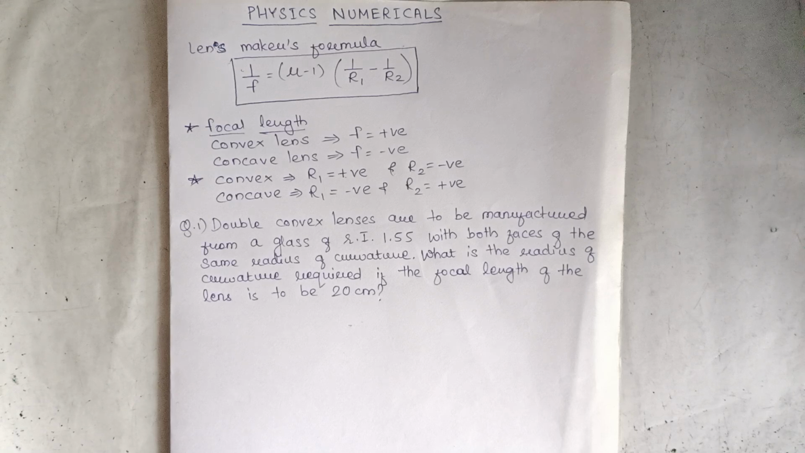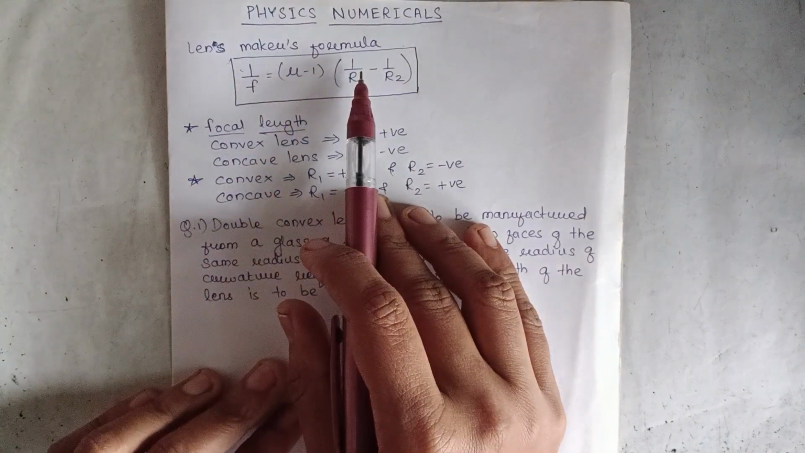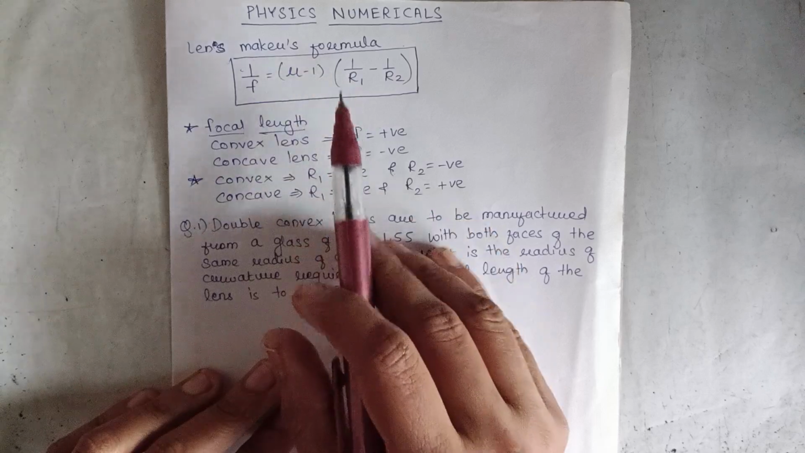Hello students. So today we are going to do some physics numericals. This numerical is from ray optics. This is lens maker's formula, where we take the convex lens.